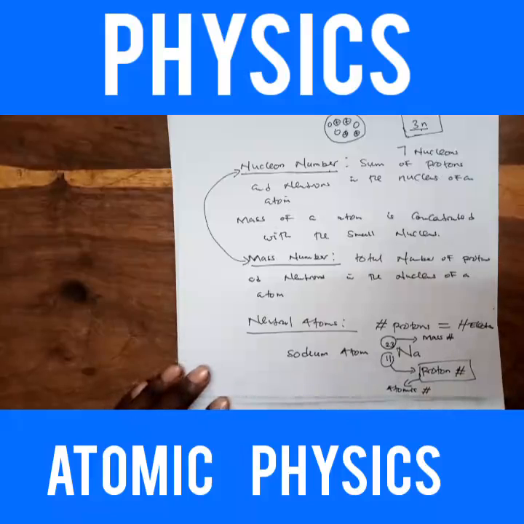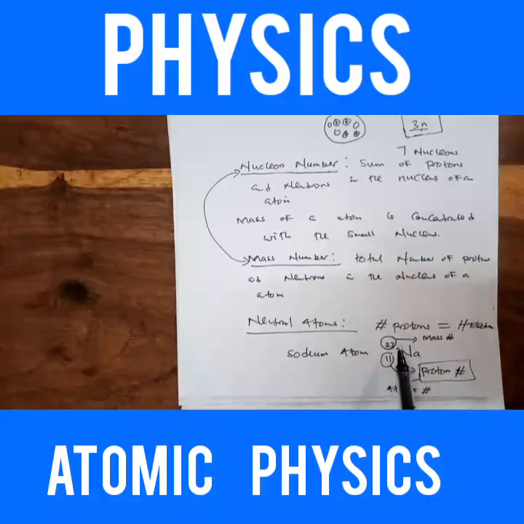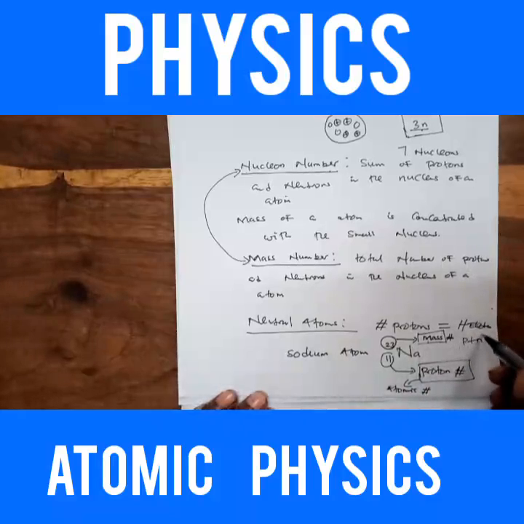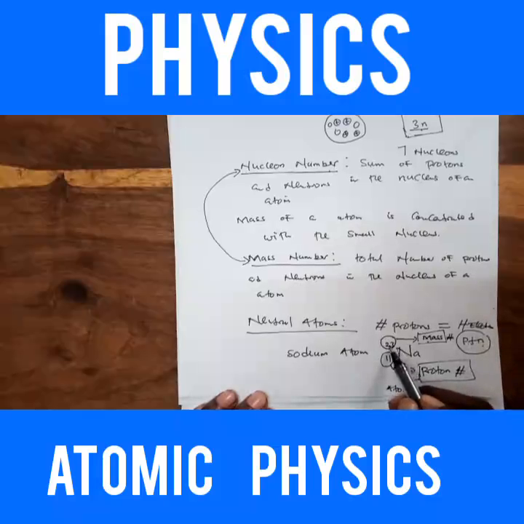So the number of protons in an atom is the proton number, which tells you the position of an atom on the periodic table, the atomic number. Then the mass number is how many protons and neutrons are within the nucleus of an atom. So mass number is simply the sum of protons and neutrons. When you add the protons and the neutrons, you get the mass number.